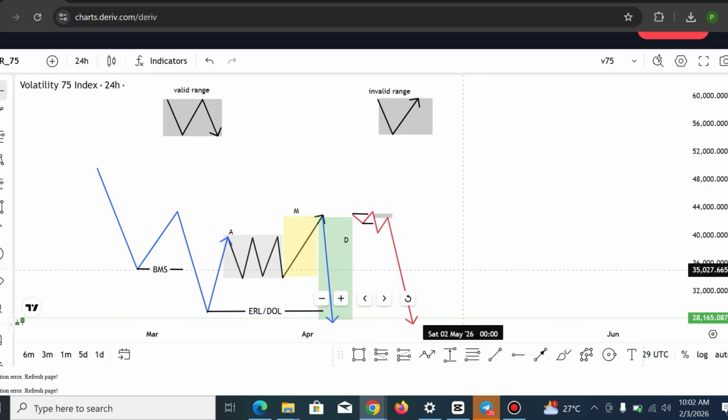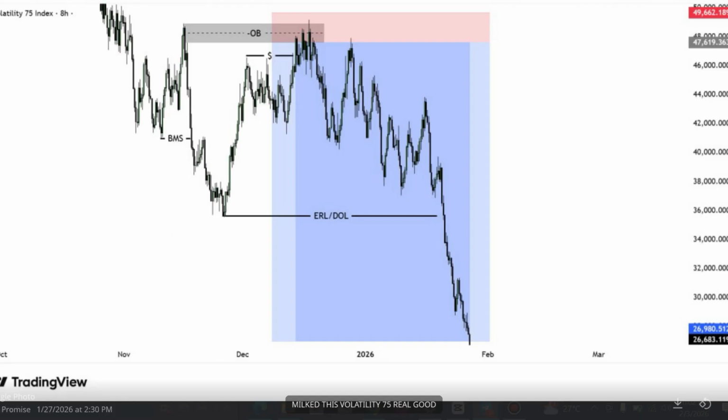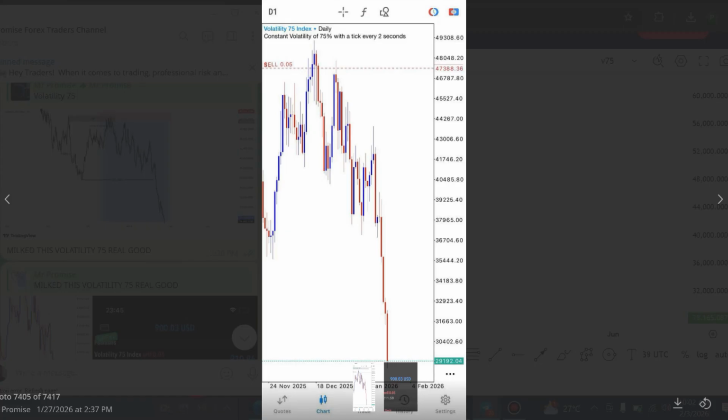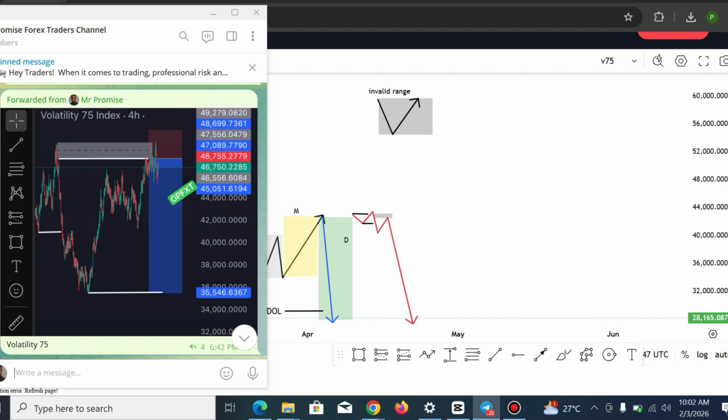I'm going to be sharing with you traders how I actually got to catch this. So this was a very beautiful setup we took on Volatility 75, and you can see we rode this very setup and we bagged it massively. So this was actually when I sent this setup. So we printed massively on this trade setup, as you can see.